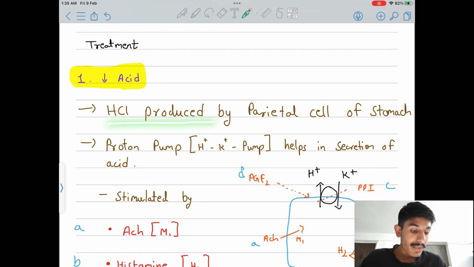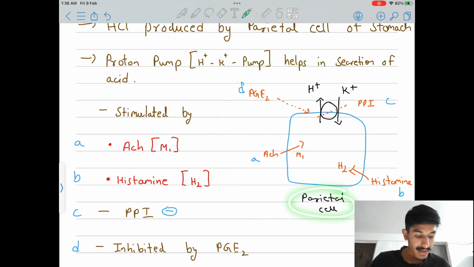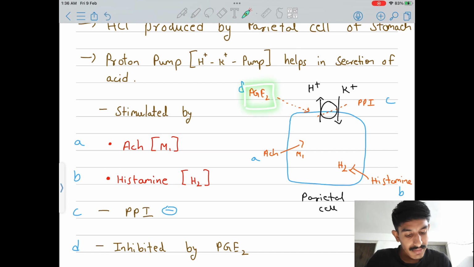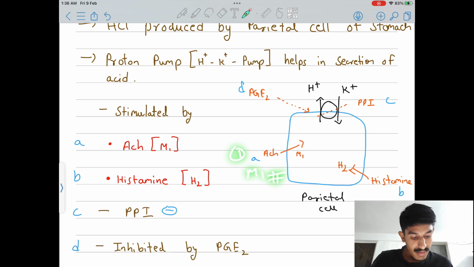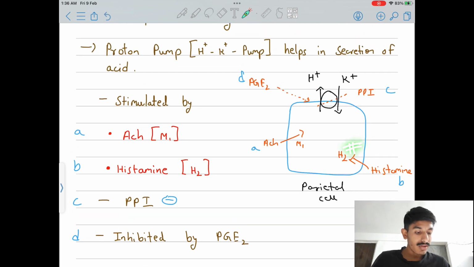HCl production is done by the parietal cells of the stomach. There are parietal cells in the stomach which produce HCl, and proton pumps which help in the secretion of acid. Let's look at this diagram so you will get an idea. In the parietal cell, we give proton pump inhibitors first, because the proton pump helps in secretion, so we will stop it. Then there are PGE2 analogs we give to decrease acid. Then we can give M1 blockers, or acetylcholine blockers, or histamine H2 blockers. So these four things we will do to lower the acid in the stomach.